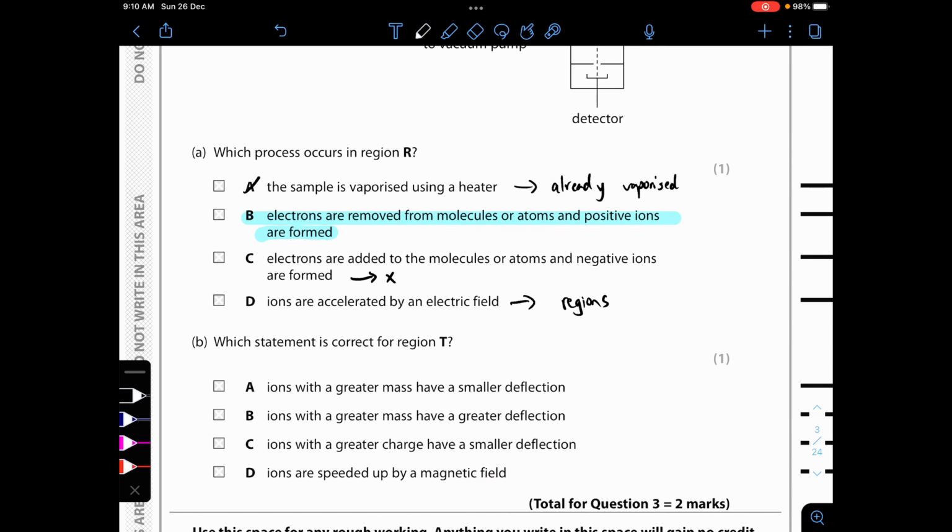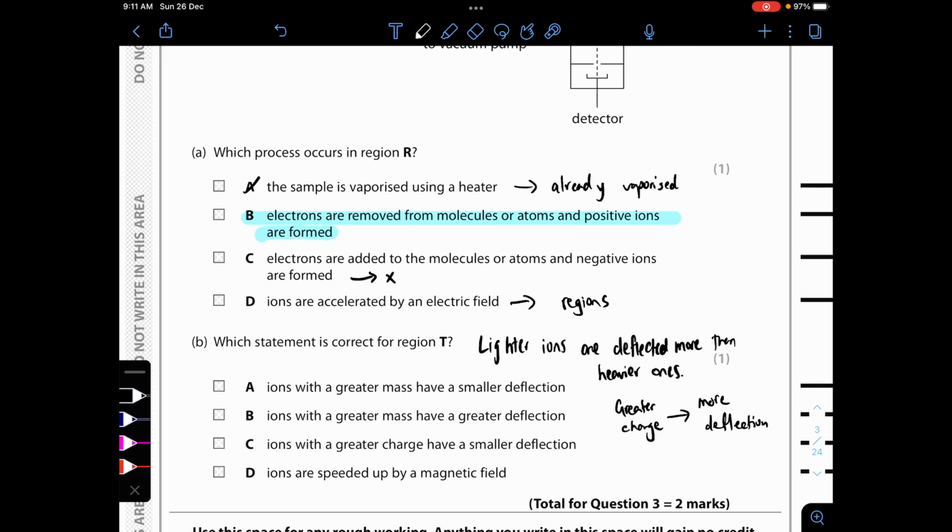Now we know that lighter ions are deflected more than heavier ones, right? What else do we know? We also know that if we have a larger charge or a greater charge, that can also lead to greater deflection. So if you have greater charge, that will lead to more deflection. So having said that, let's look at the options again to see which ones we can use.